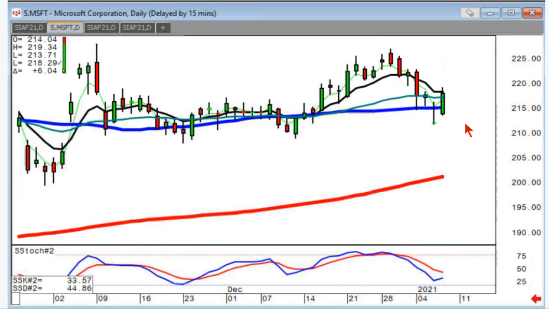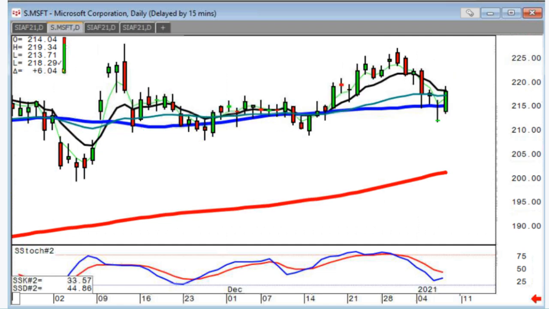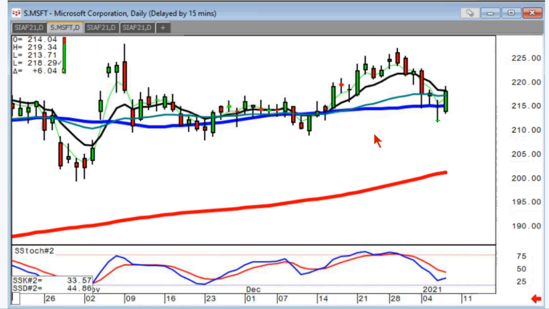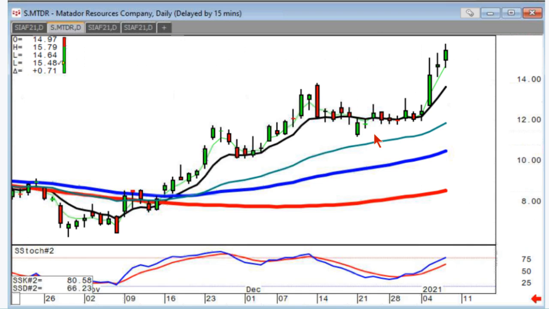Microsoft is tough to trade. It just doesn't have any great direction anymore. If you like it, you can be buying it, but as you can see, you don't get very big magnitude of movement out of Microsoft because it is an institutional trader.